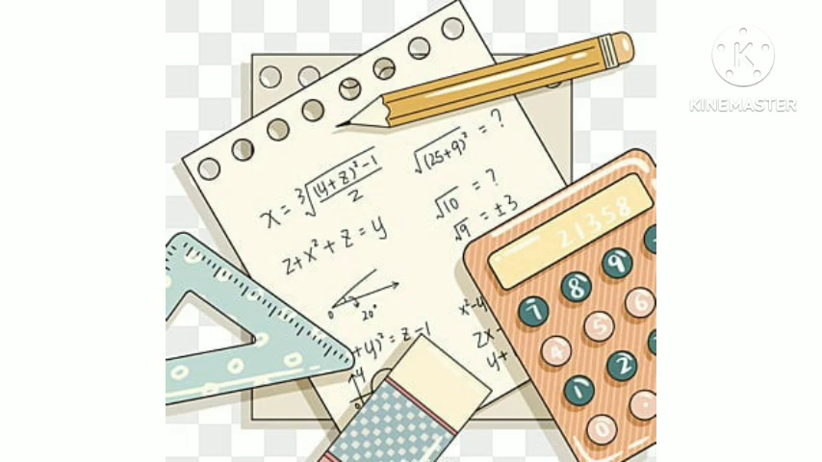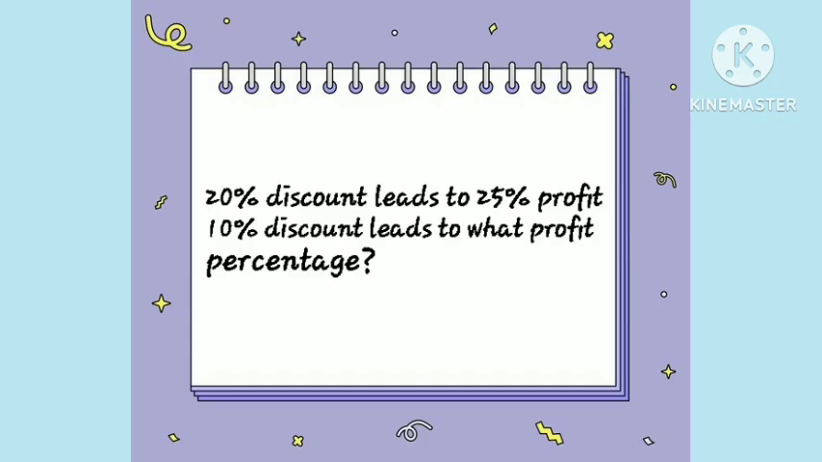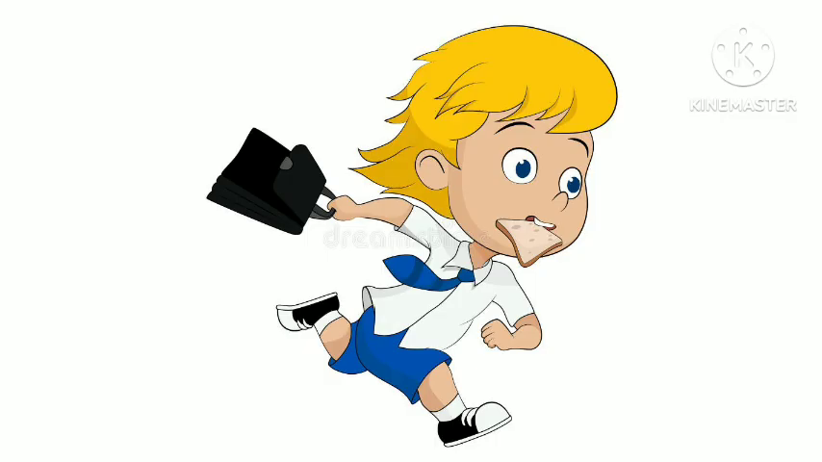Like that one about a 20% discount leading to a 25% profit, and then asking what happens with a 10% discount. Should be doable, right? And yet, nope. But if I'm being honest, the real issue wasn't the numbers. It was how I handled the algebra under pressure. I rushed in with guesses. Bold strategy. Didn't exactly pay off.